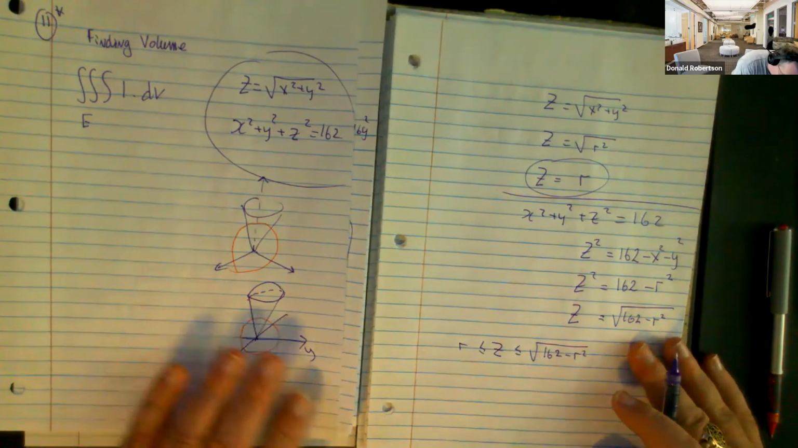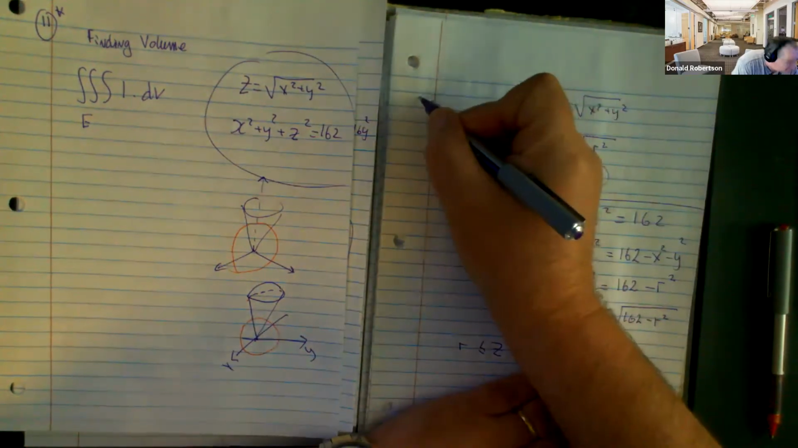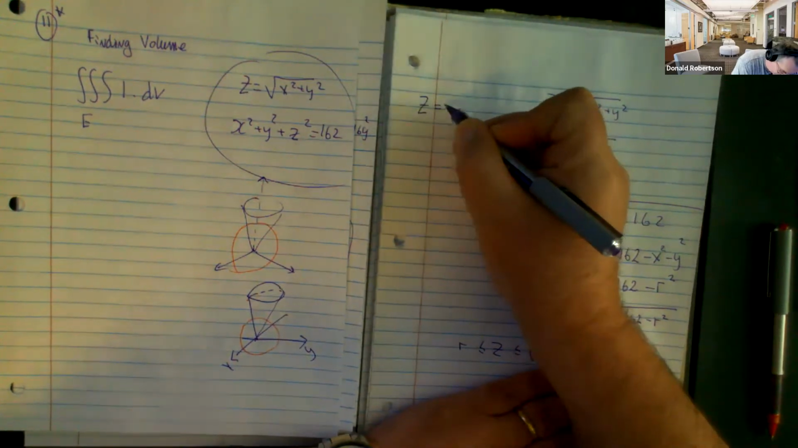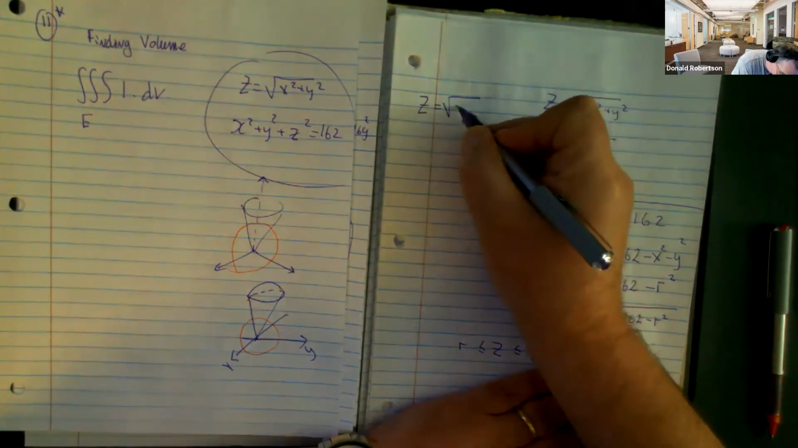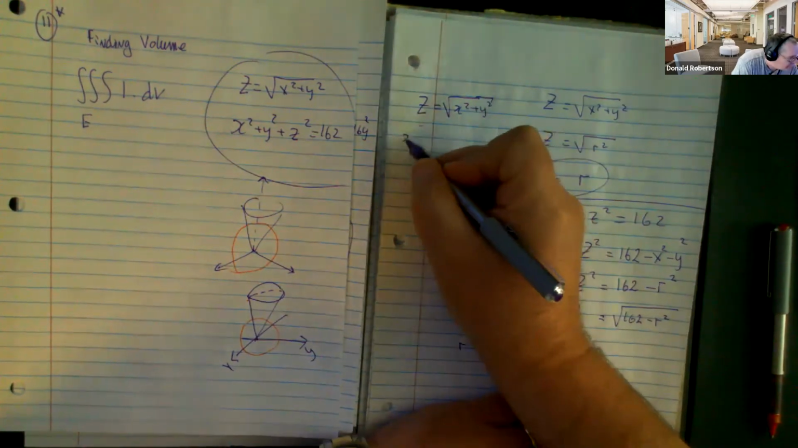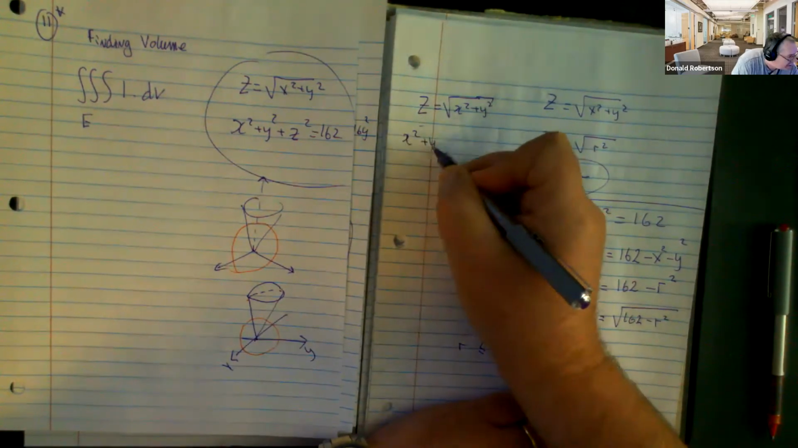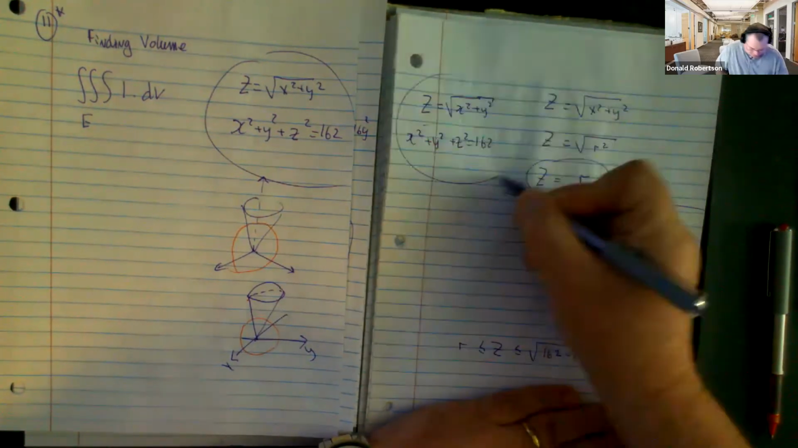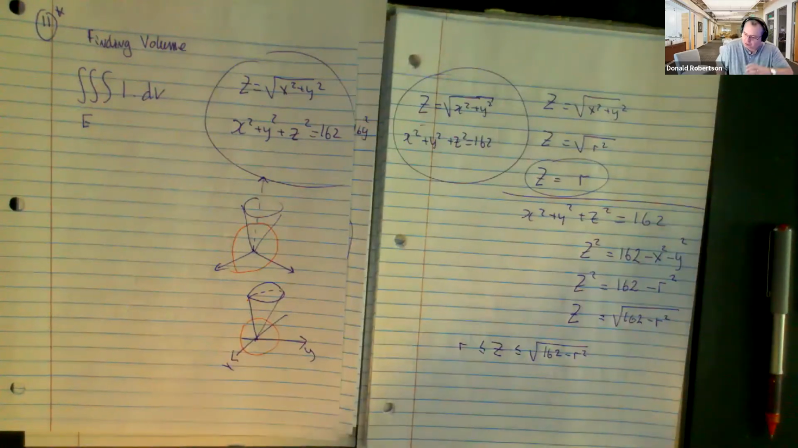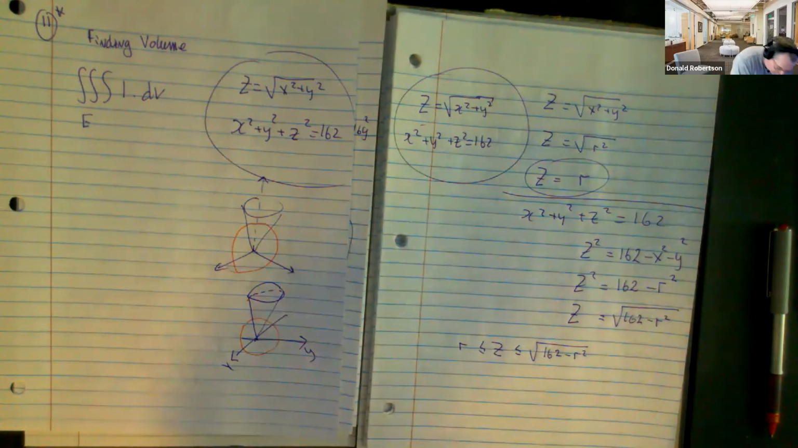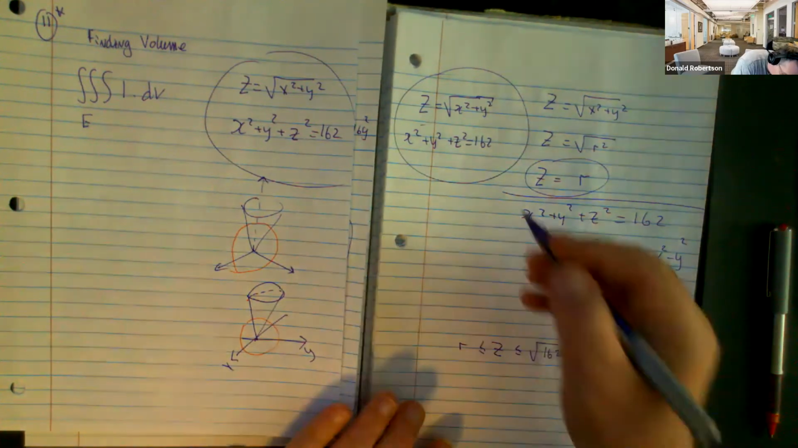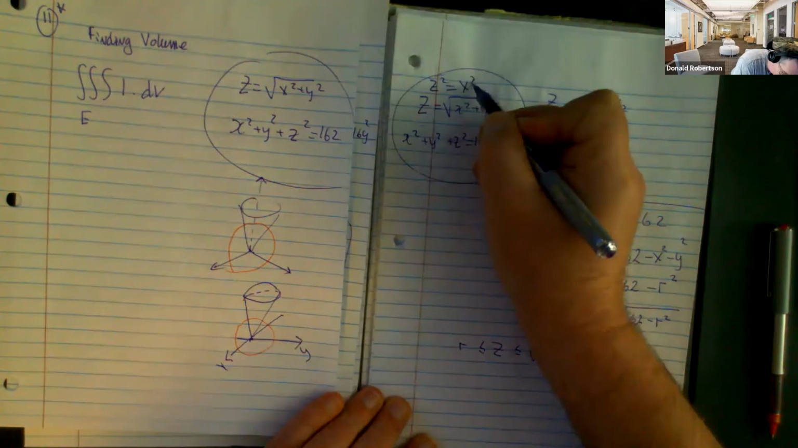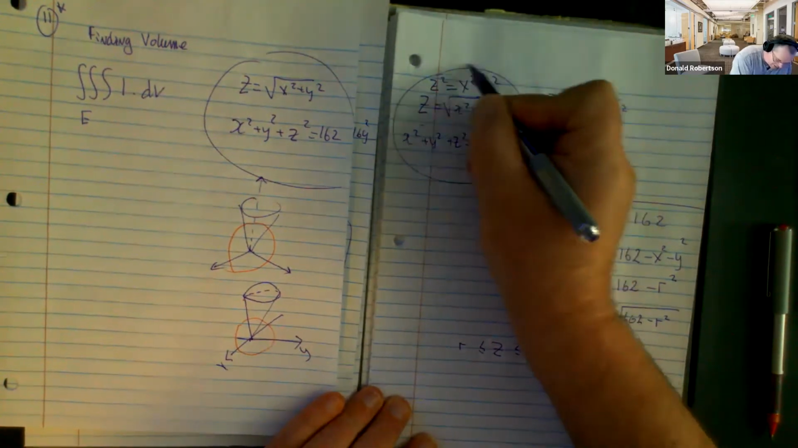So I'm going to go back to Z equals the square root of x squared plus y squared, and x squared plus y squared plus z squared equals 162. And I'm going to set them equal to each other. In other words, how do they intersect? Well, it would probably be helpful to call that z squared equals x squared plus y squared, and then replace it in here.